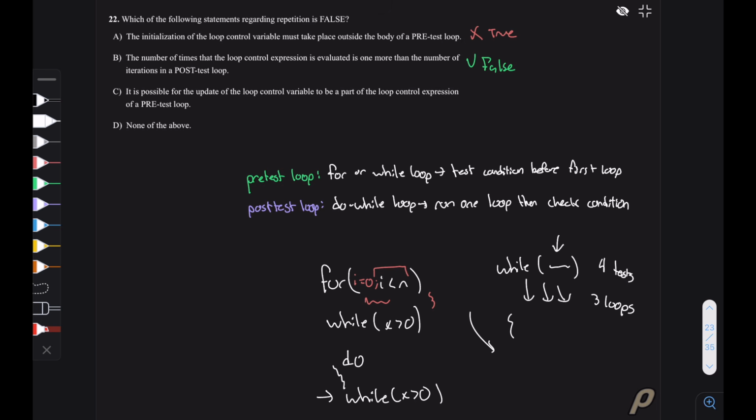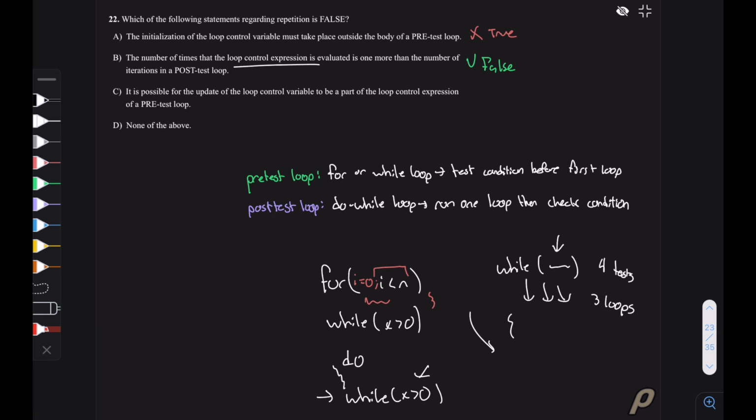But in a post-test loop, since we loop once before we start actually checking, we're just going to have the same number of loops as we do checks, I believe. So we do not look at this loop control expression one extra time in a post-test loop, since we check it at the end of the loop as opposed to the beginning of the loop. So hopefully that makes some sense.